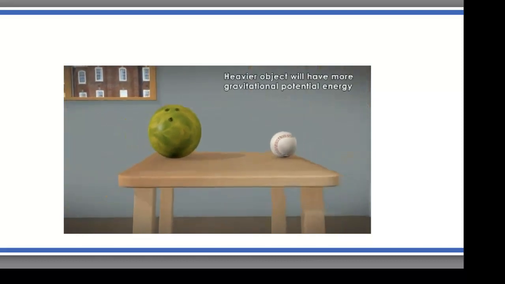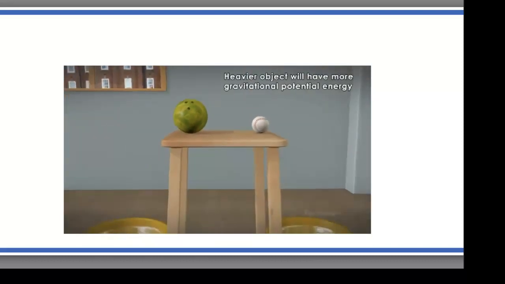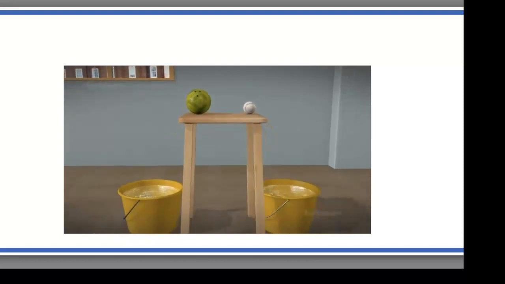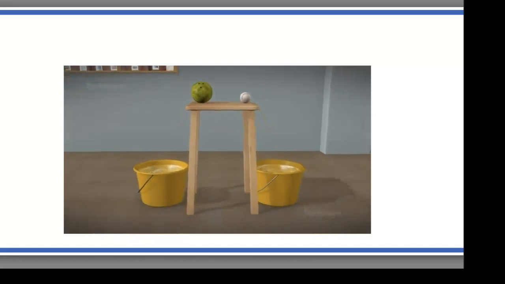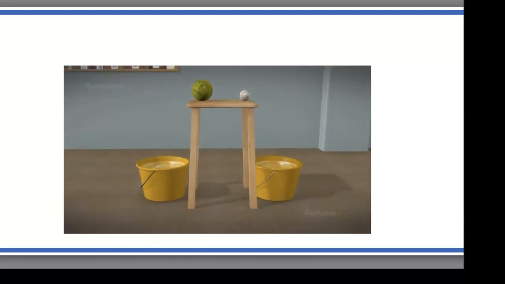A heavier object will have more gravitational potential energy. Consider a large bowling ball and a small baseball that are dropped into identical buckets of water from the same height. The larger ball will cause more water to splash out of the bucket than the smaller baseball.